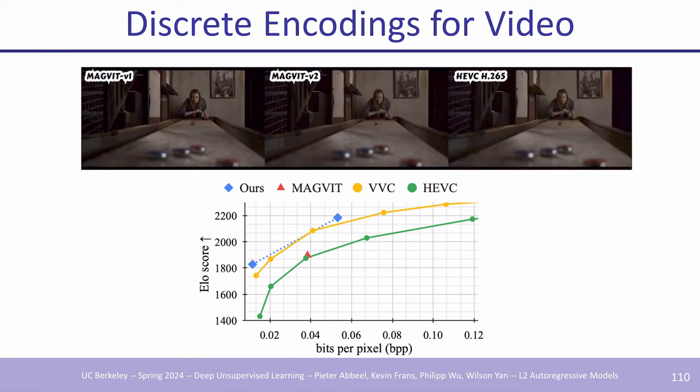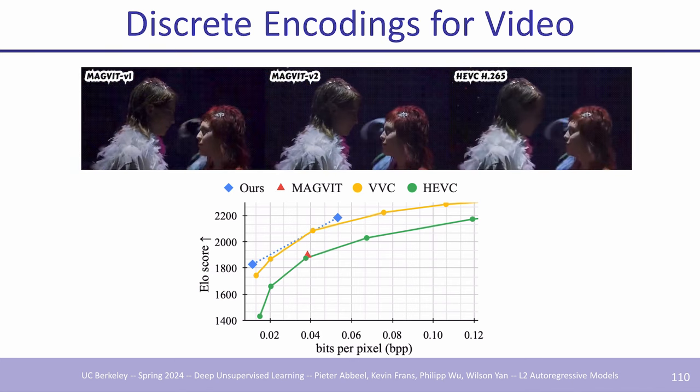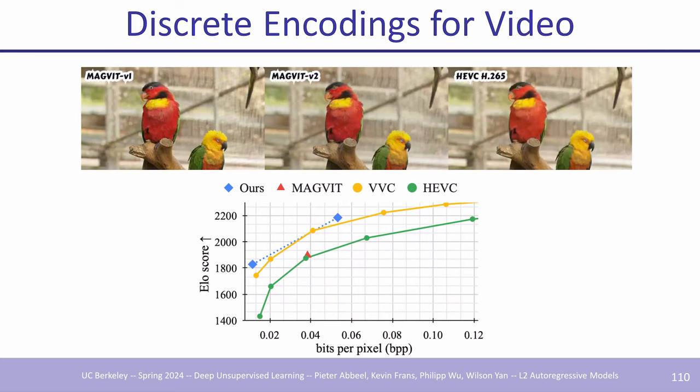Yeah, so exactly the same as in chess. What they did was they encoded and decoded videos, and then they paired them up with the baseline. And they had human raters say which one is better. And then from that you compute the Elo score.